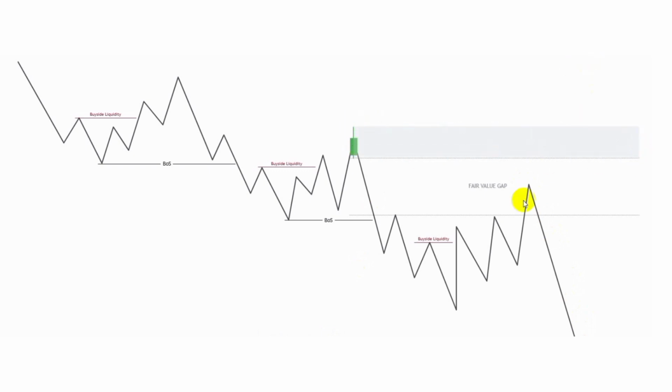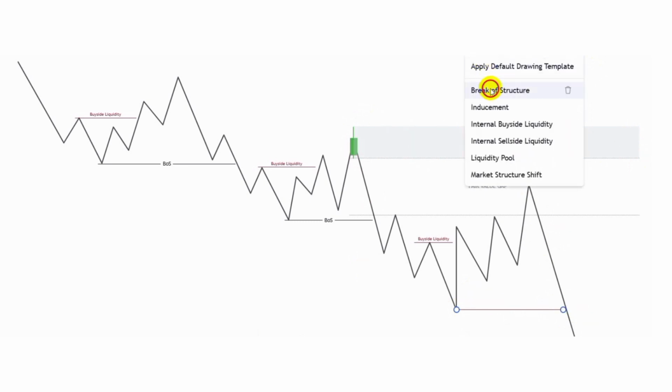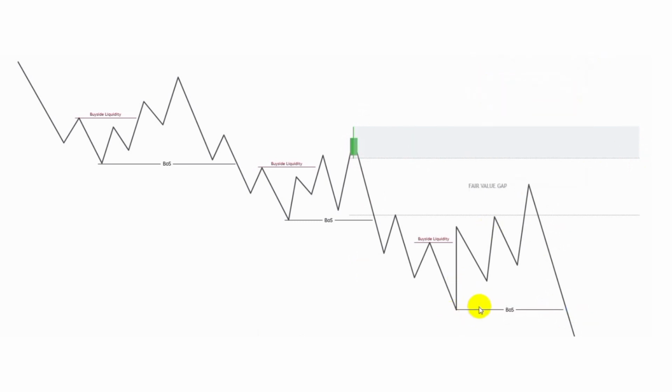Price mitigated the fair value gap, and then we have the impulsive leg move to the downside that broke the structure to the downside. So we have a valid break of the swing low. So this is now where we have our break of structure. Price failed to return to the order block, which you can regard as your POI.